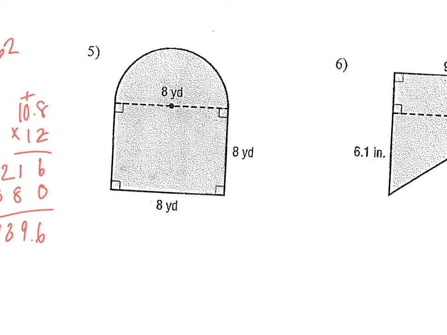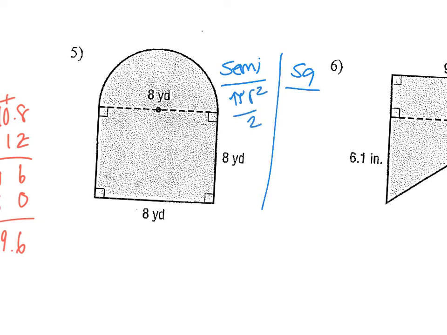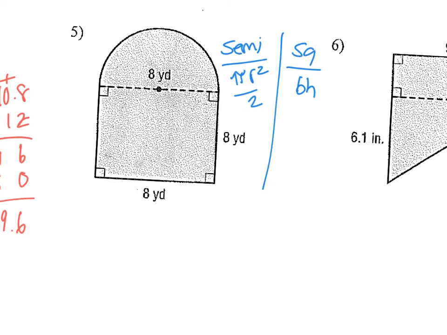So then on number 5, we've got a semicircle and a square. So for the semicircle, we're going to use pi r squared divided by 2, and the square, base times height. So the square is the easier one, base times height, 8 times 8, which would be 64. And then the semicircle. So they gave us the diameter all the way across, so we want to use just half of it. So 4.